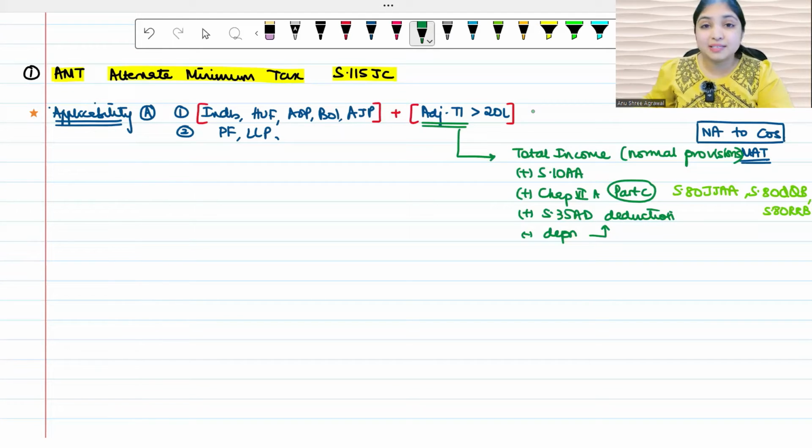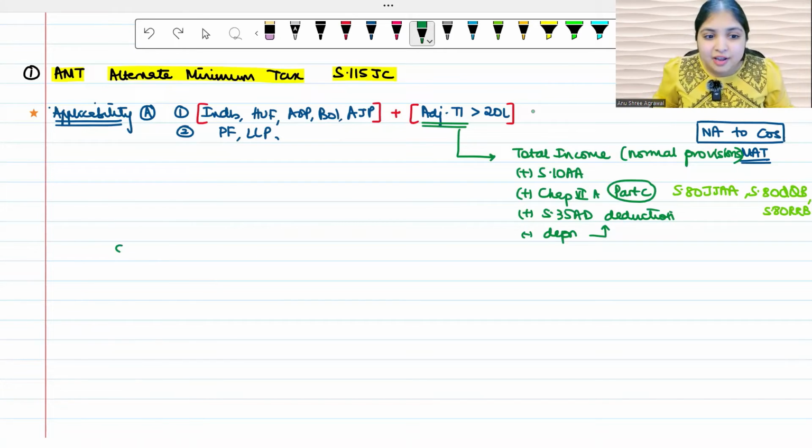Like for example, let's say to do the specified business, you had purchased one building. On that building you would have taken 35AD deduction. So we will ask you to reverse the 35AD deduction. You please add back the 35AD deduction. But if you're reversing the 35AD deduction, then give me depreciation on that building.